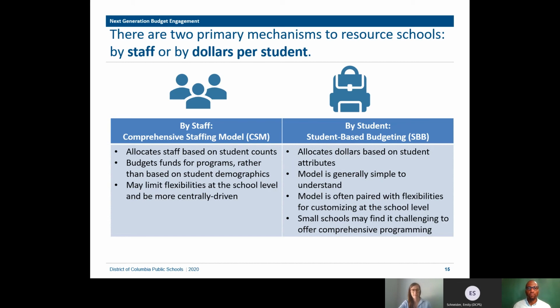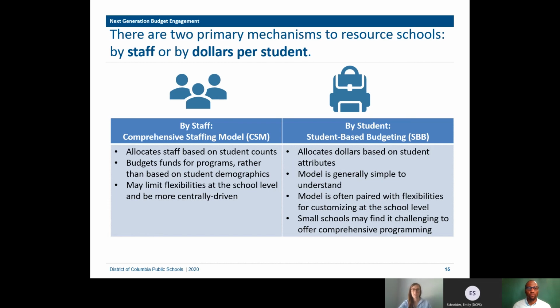The first way is by staff, the comprehensive staffing model, often referred to as the CSM. This allocates staff based on student counts. It budgets funds for programs rather than on student demographics. For example, if you're an IB school, the school receives the funds, both position and activity funds, for being an IB school. It may limit the flexibilities at the school level and be more centrally driven. Continuing with our IB example, those IB funds can only be used for the specific purposes for which they were allocated.